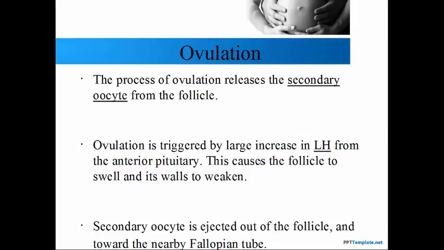Now, for the longest time, people thought that this process happened very quickly, very violently, like taking a cork out of a champagne bottle, where it comes out with a lot of force and pretty rapidly. But actually, the exact opposite is true. This actually takes about 15 to 20 minutes for this process to happen.